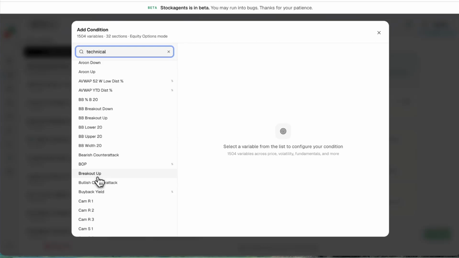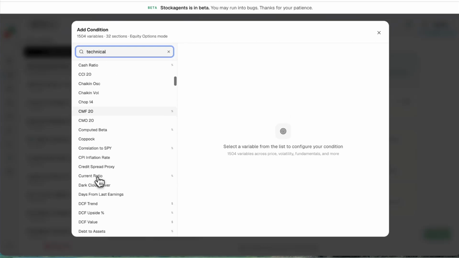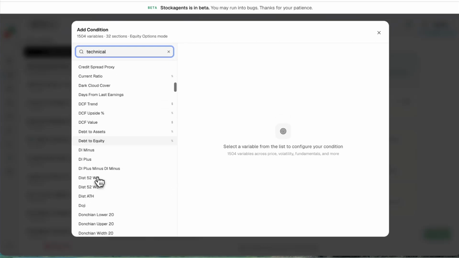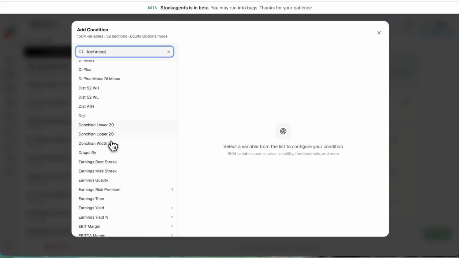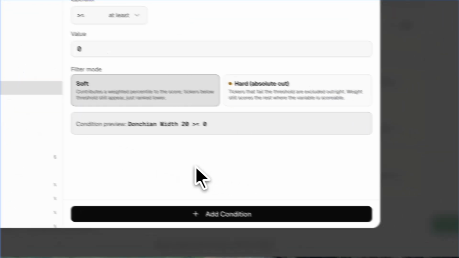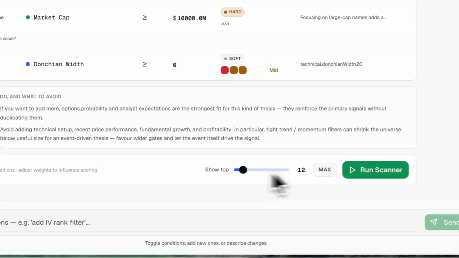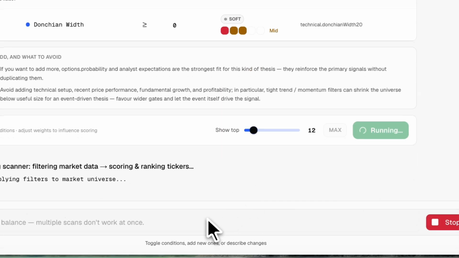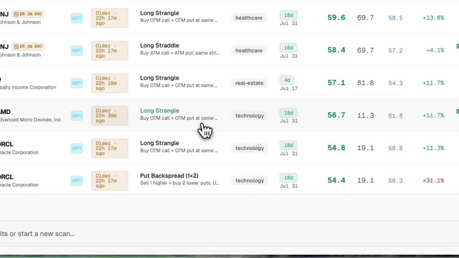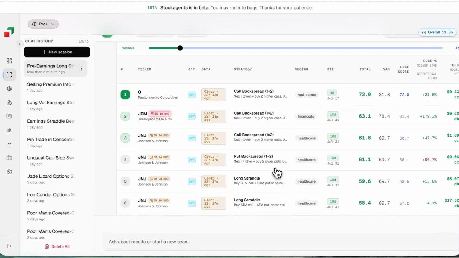Need something the engine did not pick? There are over 1,500 variables across 32 sections: price, volatility, fundamentals, technicals, options flow, macro. Search, click, set the operator, choose soft or hard, done. The condition preview updates as you build. The scan returns ranked results, scored on variance and edge.